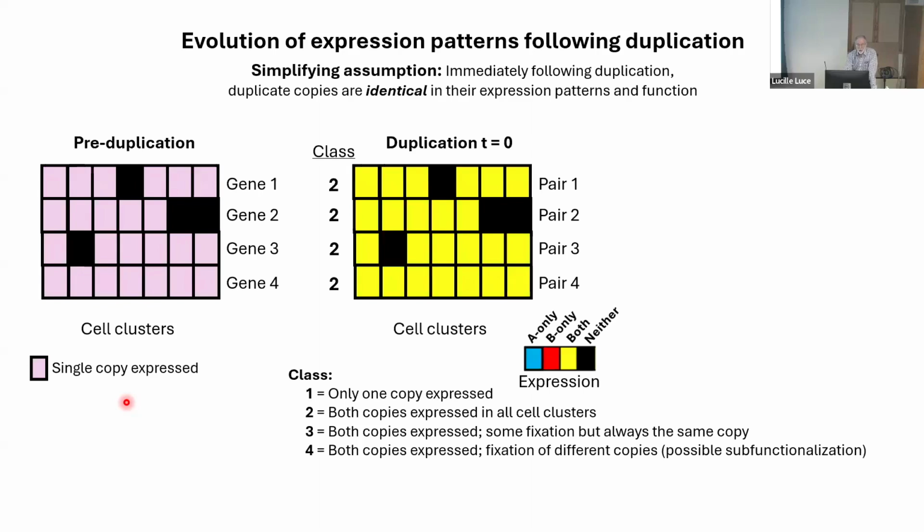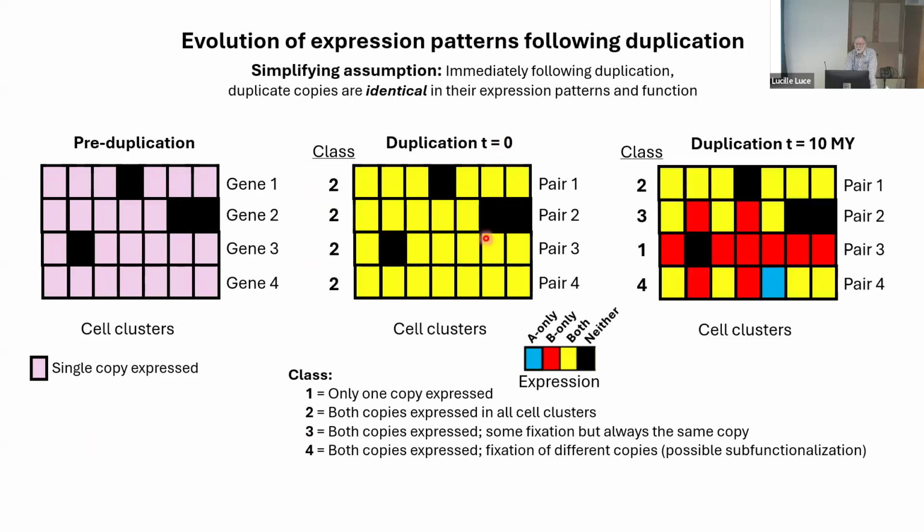So following duplication, you have two copies where you had one before, and if you follow that assumption, they are all doing the same thing, which means they're going to be class 2. That's what this is showing here. And that's at time t equals 0. If you let this go further, 10 million years or so later, you now have some of them still maintaining this class 2, but other ones have evolved to different classes depending on which genes are being expressed in which tissues. Some are silenced, some are retained, some might be lost entirely. So that's what we have for that prediction.